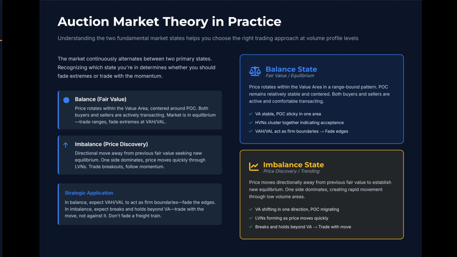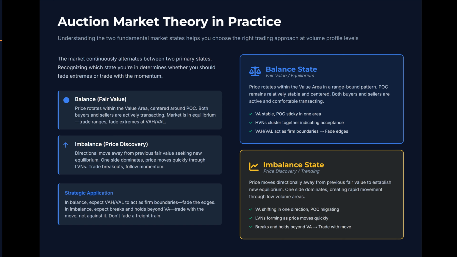The core principle of auction market theory is simple but profound. The market operates as a continuous auction, constantly searching for fair value. When the market finds a price range where both buyers and sellers are willing to transact in roughly equal volume, it settles into equilibrium. When the market determines that current prices are too high or too low, meaning one side overwhelms the other, it moves directionally in search of a new equilibrium. This alternation between equilibrium and directional movement is what defines the two market states we're about to explore.